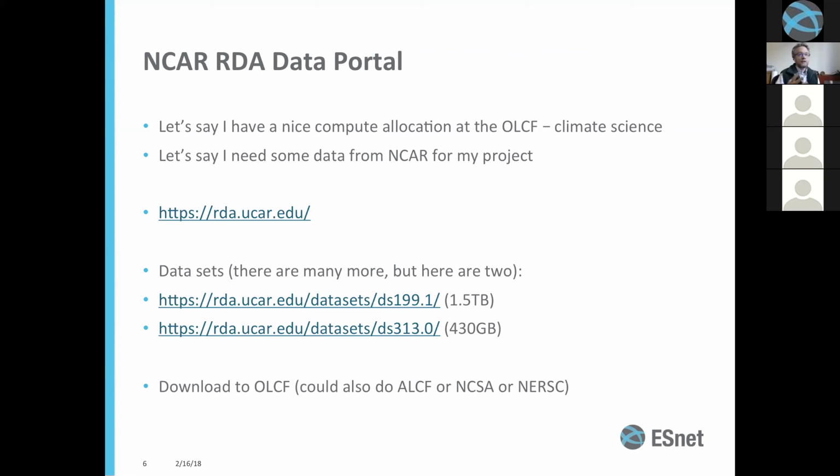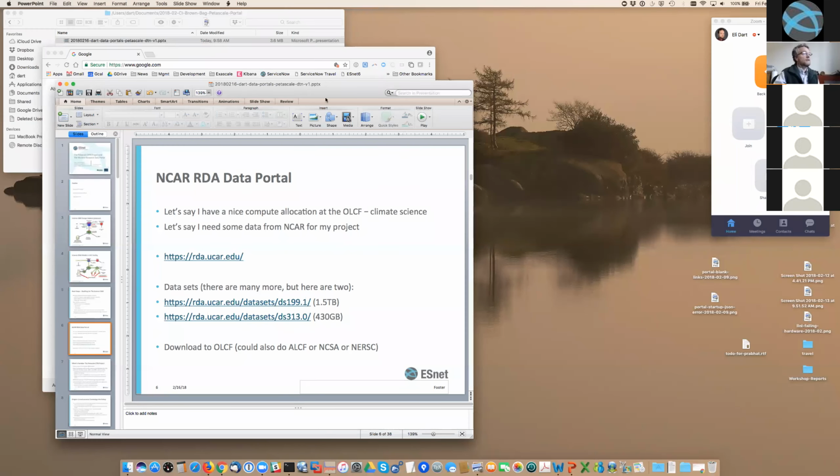And so what I want to do is take the data from wherever the data is and put it in a place where my analysis job can use it. Remember, my allocation's not at NCAR, my allocation's at Oak Ridge. I want to put it in a place where the data is accessible to my data analysis application. So, okay, great. I'm going to pull that down to the OLCF. So what would that actually look like?